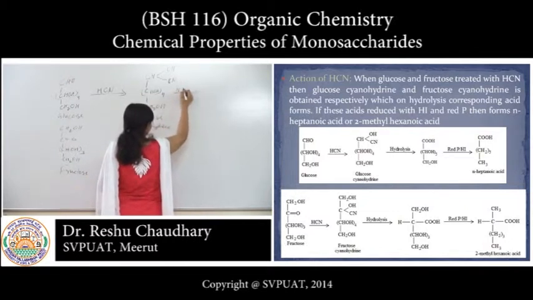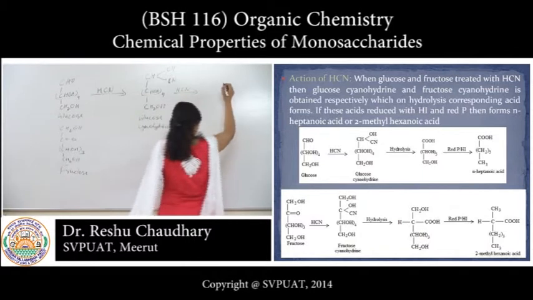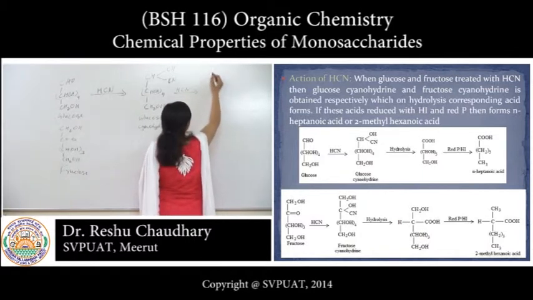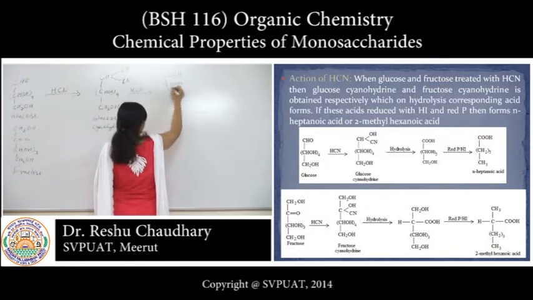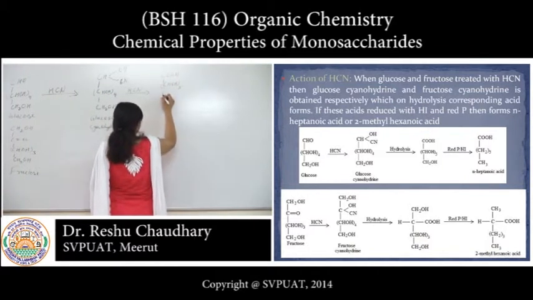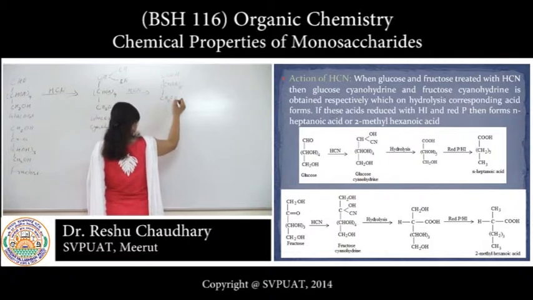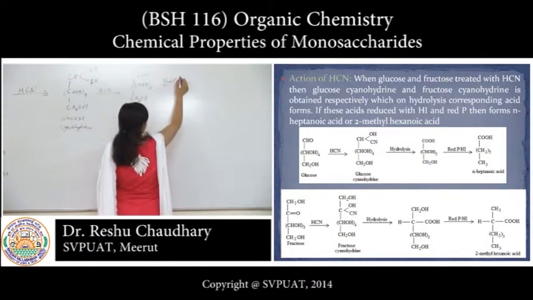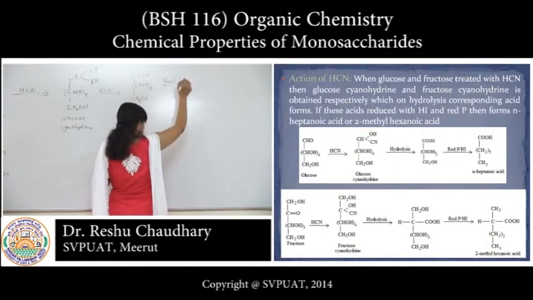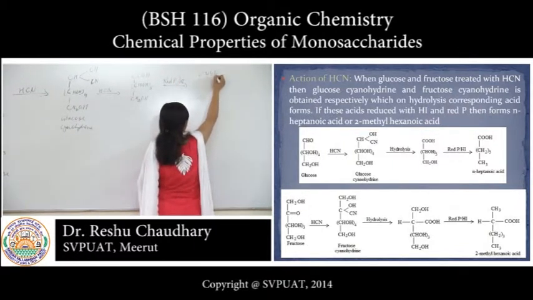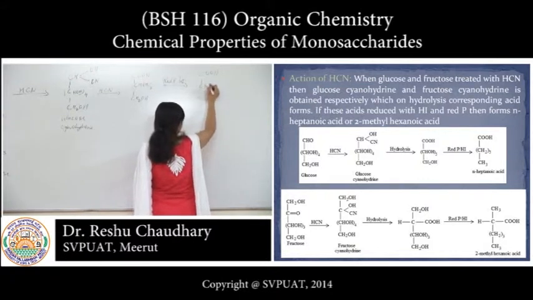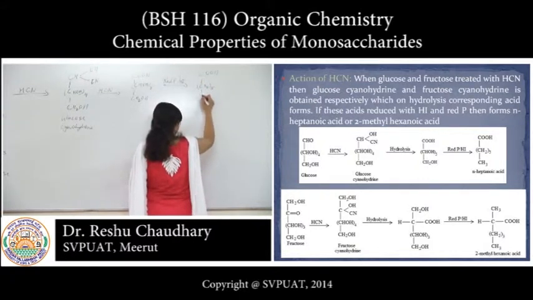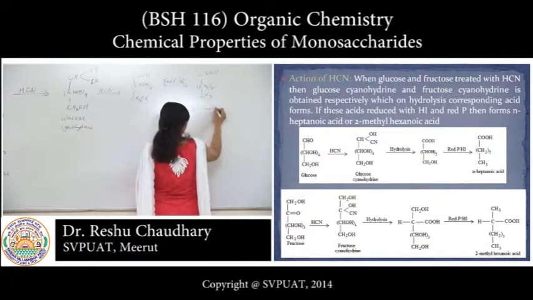Again it reacts with HCN, then forms COOH, (CHOH)5 and CH2OH. When it again reacts with red phosphorus and hydrogen iodide, then it forms COOH, (CH2)5, CH3, that is n-heptanoic acid.